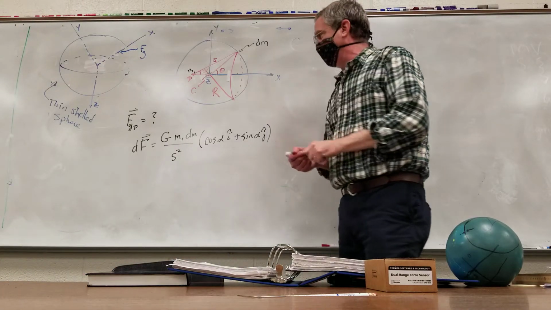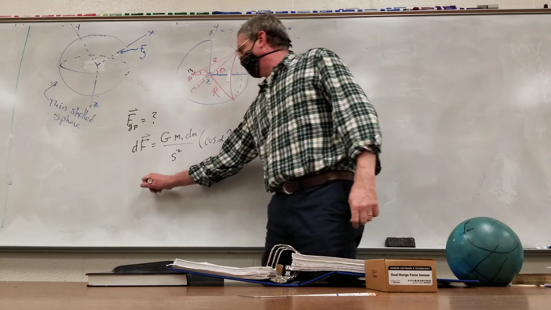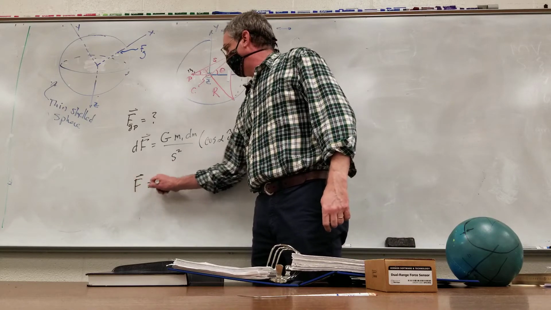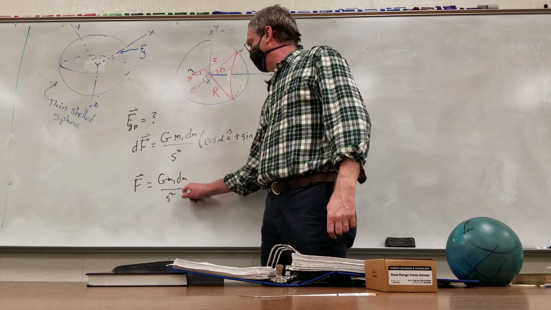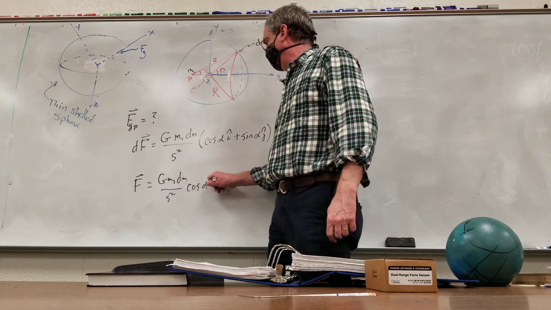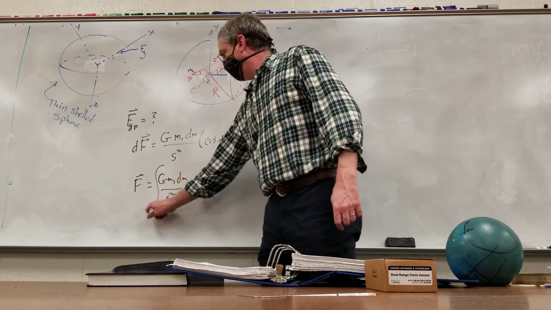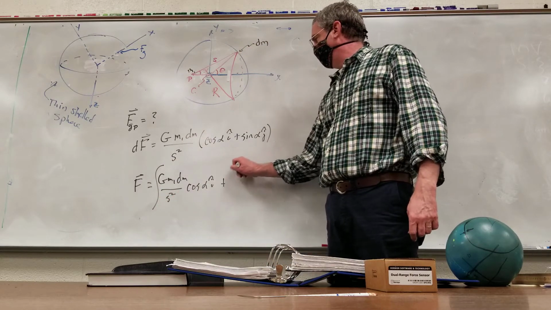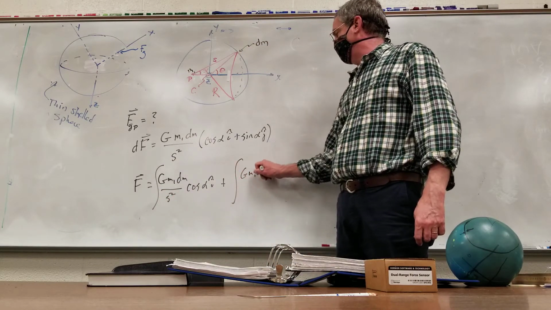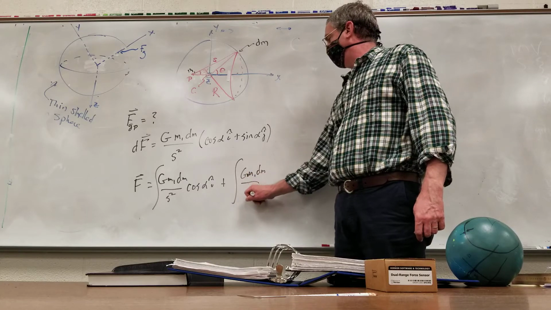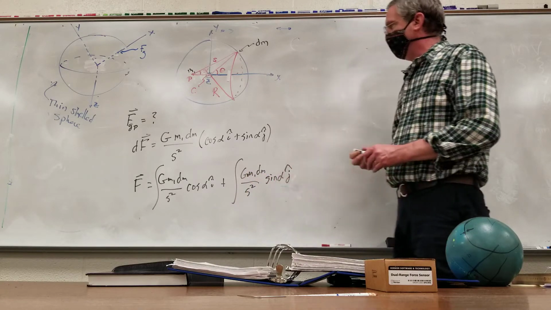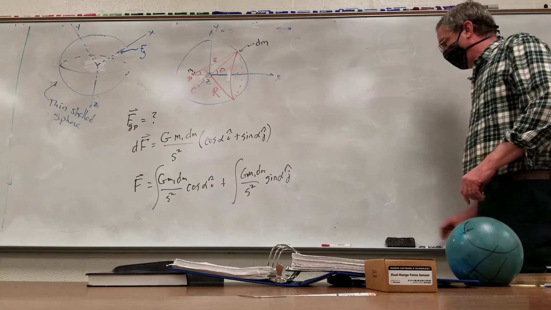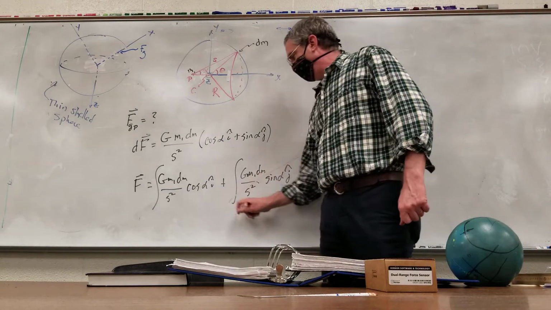So ultimately, if we work through the math here, I guess technically then F is equal to G M1 dm over S squared cosine alpha i hat plus G mass 1 dm over S squared sine alpha j hat, just distributing. And this is 0.